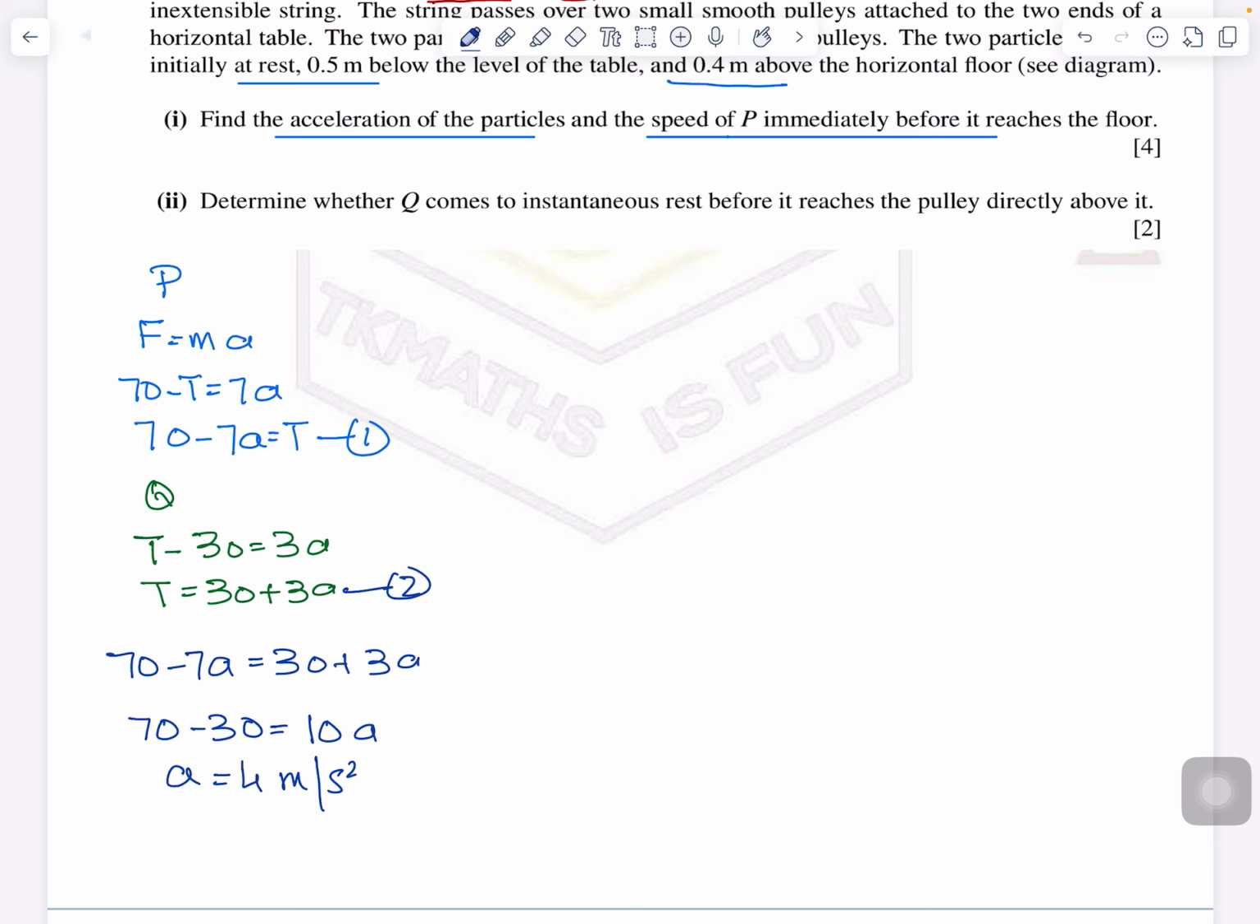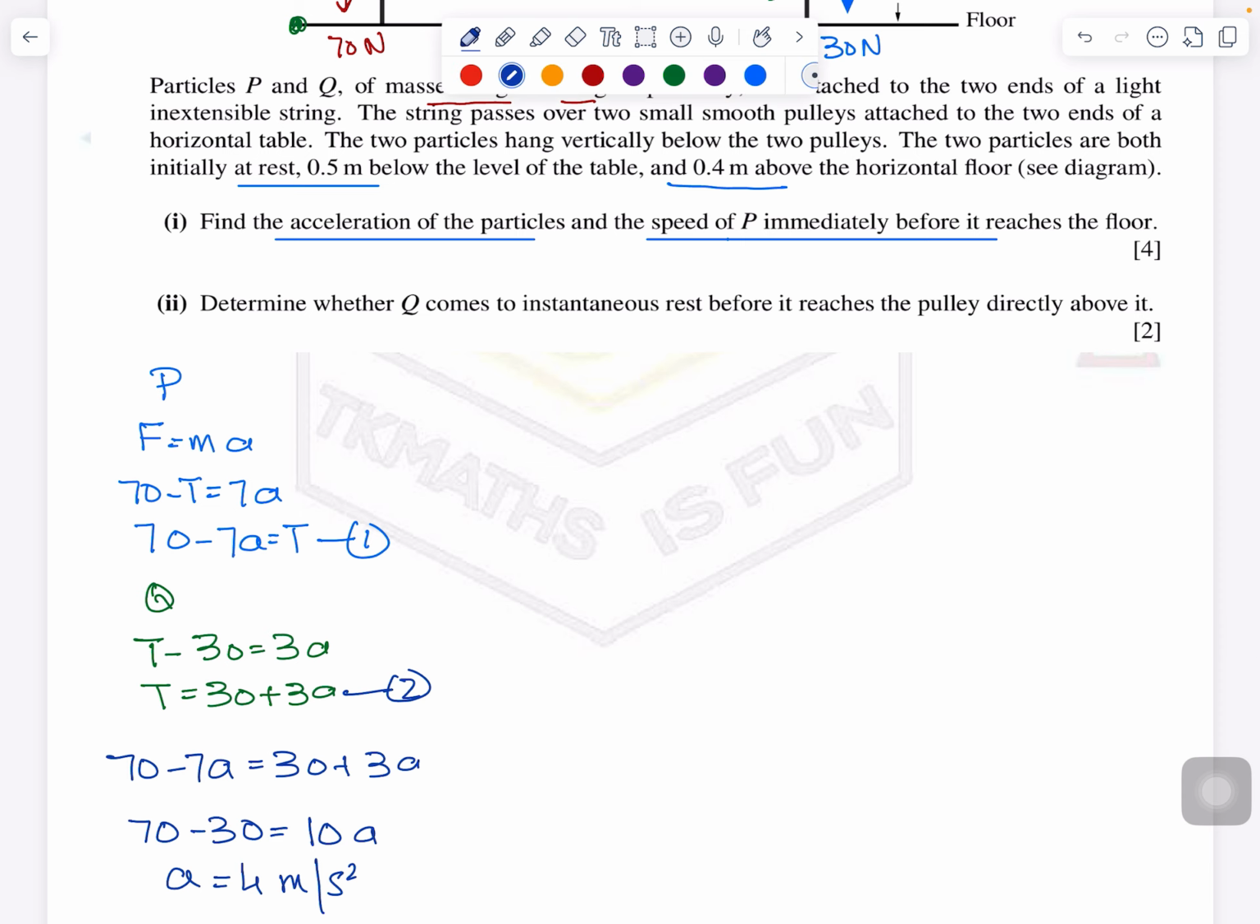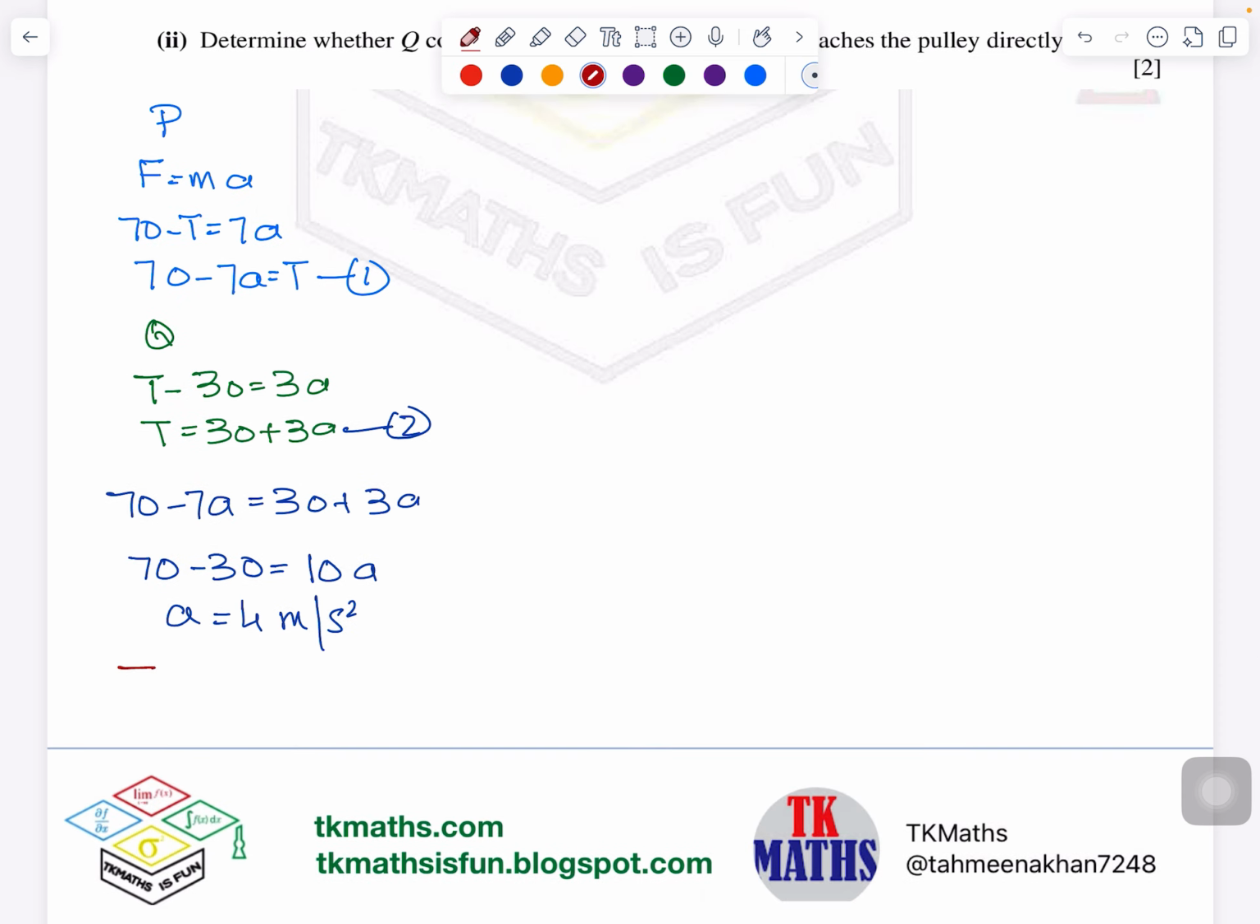Now you have to calculate tension also. So the tension will be equal to, you can substitute in any equation, 1 or 2. I'm using equation 1. So I will get 42 Newton. So the tension is 42 Newton. It is not asked, I'm just calculating it. And acceleration is 4 meter per second square.